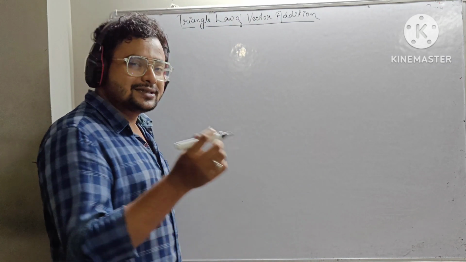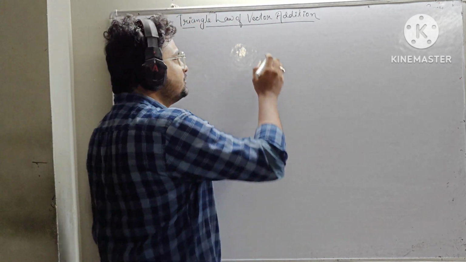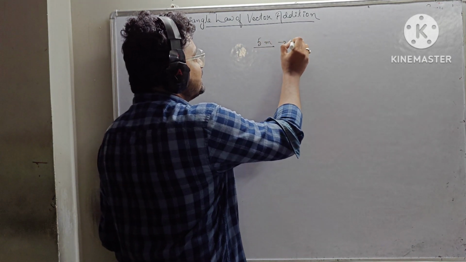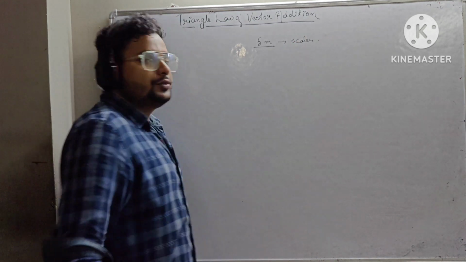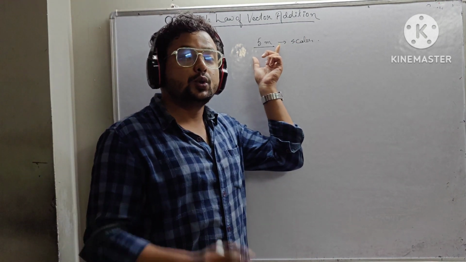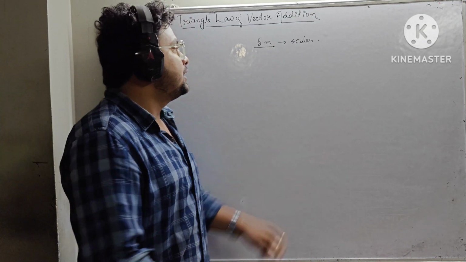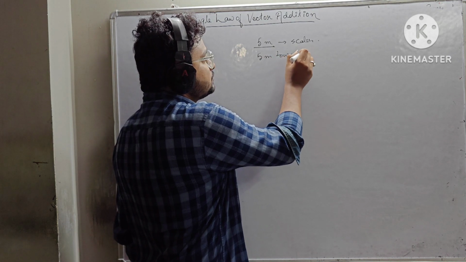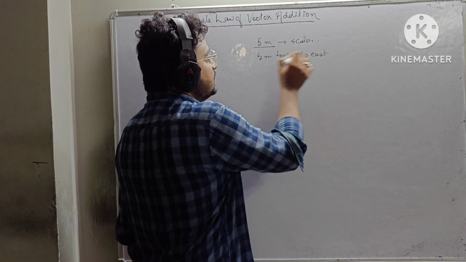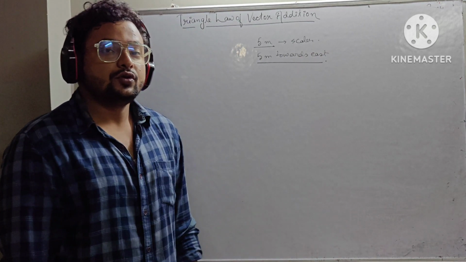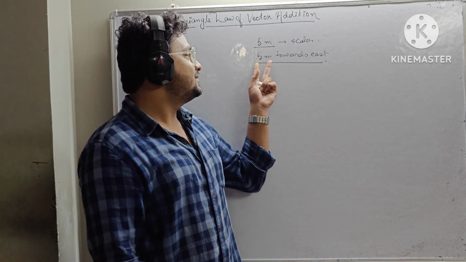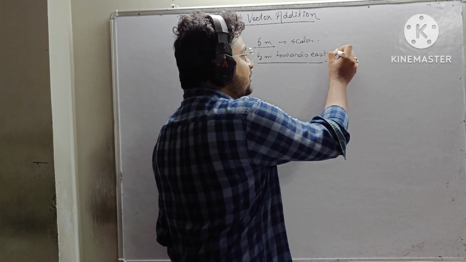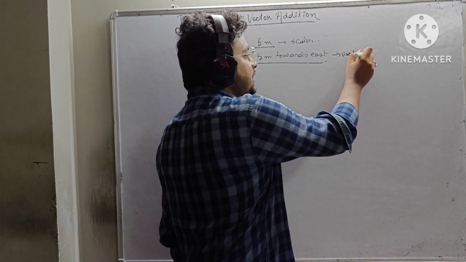For example, I will give you a slight hint about what scalar and vector quantities are. If I say that I am walking 5 meters, this is a scalar quantity, because 5 meters denotes only the magnitude. Now if I say I am walking 5 meters towards east, then this becomes a vector quantity. Why? Because this is the magnitude and this one denotes the direction. So vector quantities have magnitude as well as direction.